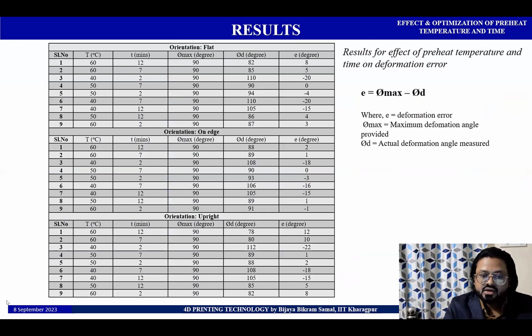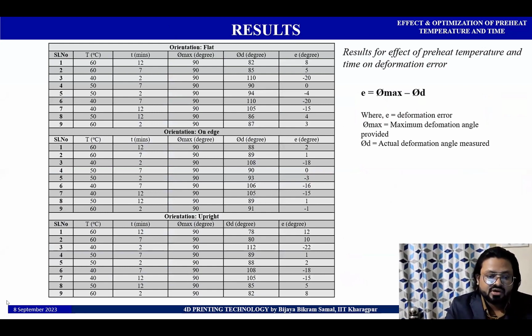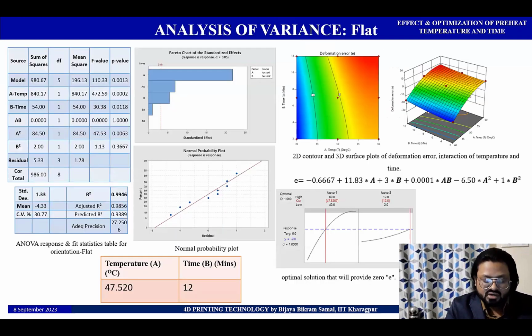Now we can consider the deformation error. Here we have considered that the deformation angle should be around 90 degrees. Theta d is the angle that we have obtained by experiments, and theta max minus theta d gives us the deformation error. So the objective of the optimization is to reduce the error, that is, to reduce the small e. Now we have done this for all three orientations, which is the design process parameter.